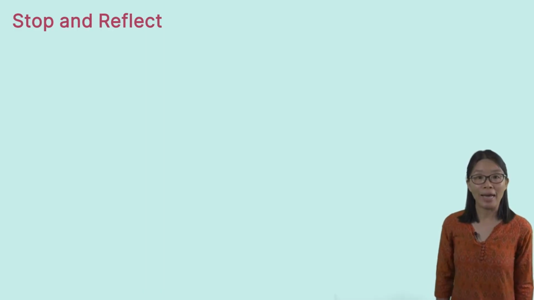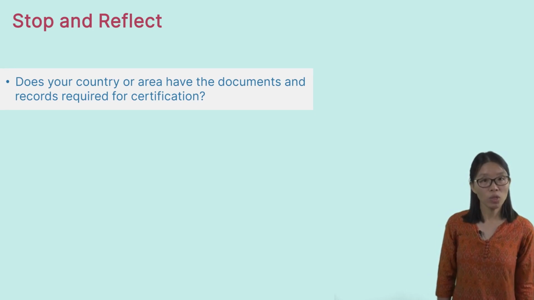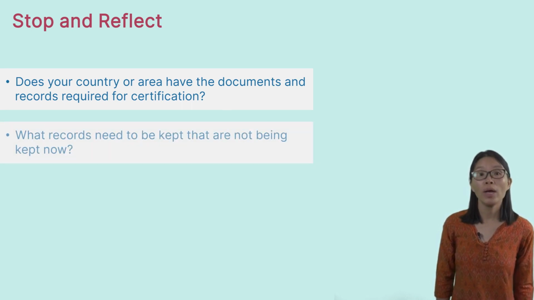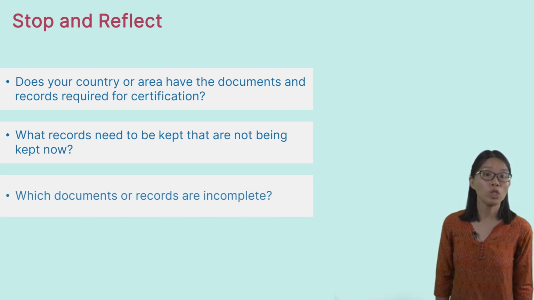The following slides review the documents and records that may be reviewed by the MECP when conducting the independent evaluation mission. We will review the slides, and after each slide, I will ask you the following questions. Does your country or area have the documentation and records required for certification? What records need to be kept that are not being kept now? Which documents or records are incomplete?